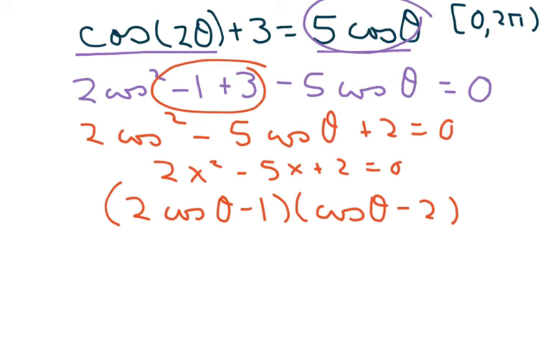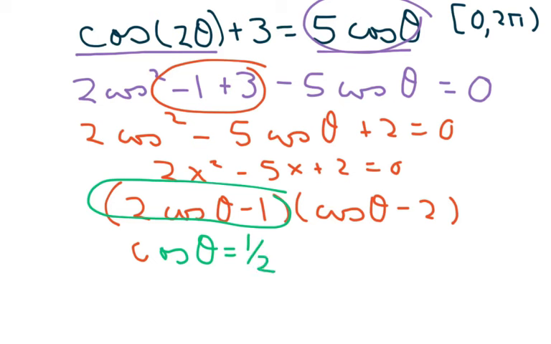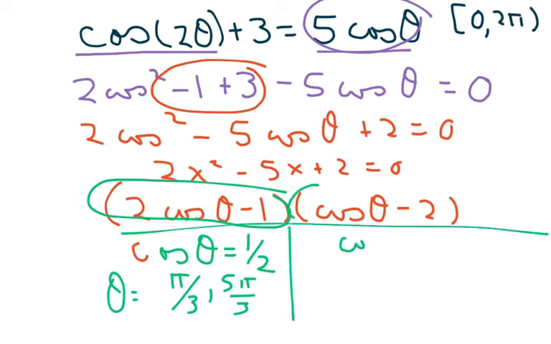Now, on this one right here, we have cosine of theta equals 1/2. And in that case, our answer would be pi over 3 and 5 pi over 3. That's what theta is. On this one, however, we have cosine of theta equals 2. Well, there's no such thing, so there's no real solution here. So my two solutions are pi over 3 and 5 pi over 3.